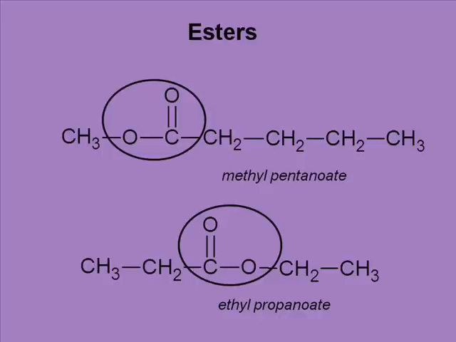Esters, similar to carboxylic acids, but you'll notice that the O-C double bond O is always in the middle of a molecule. Okay, now we've got two sides to it. The naming is really important here. We've got the side with the carbon double bond and the side without the carbon double bond. The side with the carbon double bond is always oate, like pentanoate, and the other side is always yl, like methyl pentanoate. The next one, ethyl propanoate.